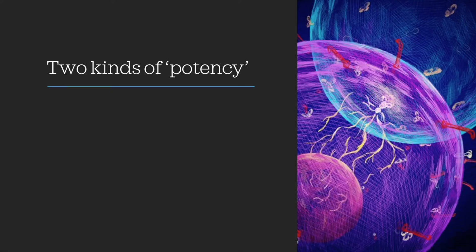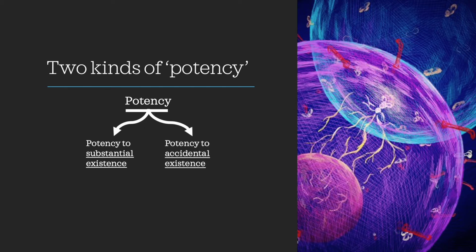There are two kinds of potency corresponding to the two kinds of esse we just saw. The first kind of potency is potency to substantial existence. The second kind is potency to accidental existence. Potency to substantial existence does not have esse per se, but only has esse through that which comes to it. This makes sense because, as we already saw, substantial existence has to do with simply existing. So a potency to simply existing would not itself exist. It wouldn't exist per se.